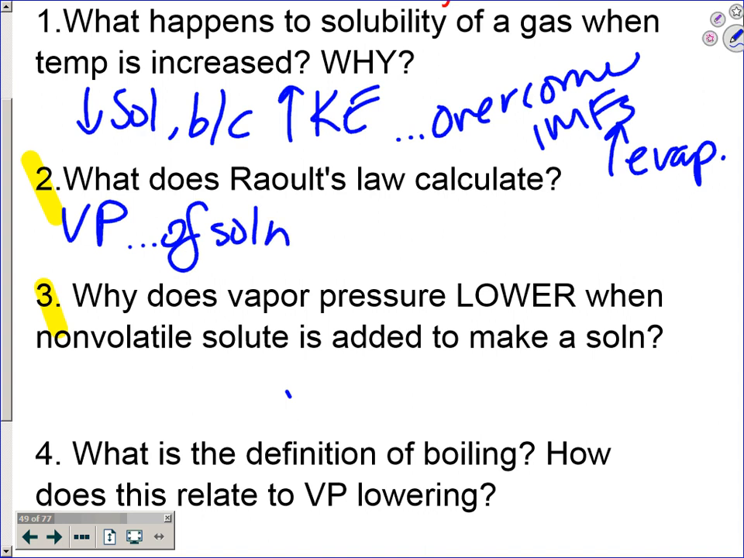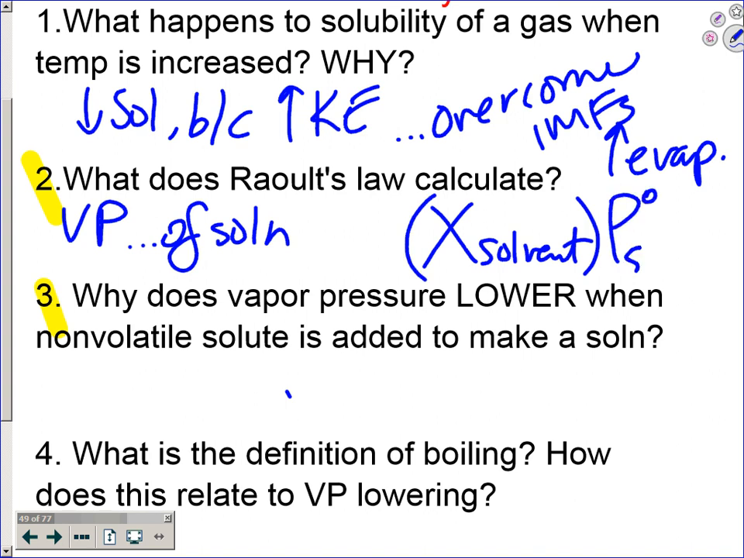Now, how do we calculate the vapor pressure of a solution with a non-volatile solute? The mole fraction of the solvent, not the solute. We care about the solvent because that is the actual thing doing the evaporation, not the solute because it's non-volatile. Times the vapor pressure of the pure solvent equals the vapor pressure of the solution. We're going to modify this a little when we talk about volatile solutes today. We were talking about non-volatile, which means they don't evaporate to cause any pressure.